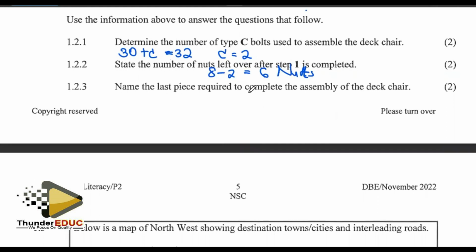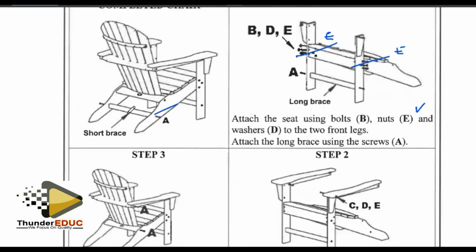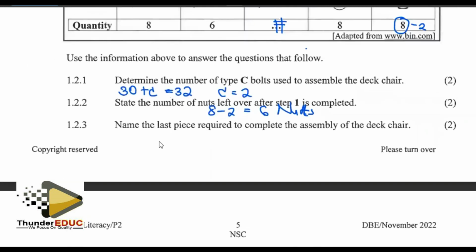Name the last piece required to complete the assembly of the chair. It was already named here. The last piece is this A, this part here. The short brass.